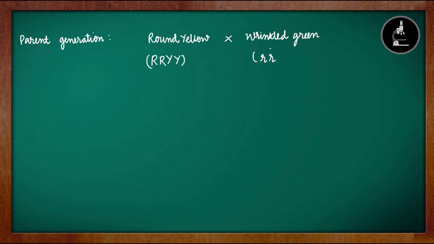So for wrinkled, we will be representing it as small r, small r. Why not W? Because round and wrinkled belong to the same gene. So for the same gene, we have to use the same letter. So wrinkled we will represent as small r, and for green, we will take small y, small y. So the genotype for the parent generation will be capital R, capital R, capital Y, capital Y, which will be crossed with small r, small r, small y, small y. Or we can say round yellow seed plants will be crossed with wrinkled green seed plants. So this is the parent generation.